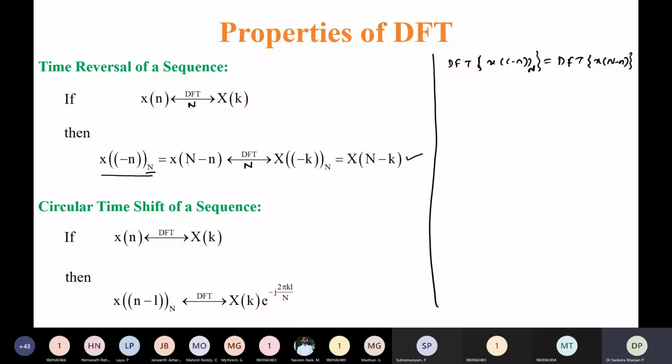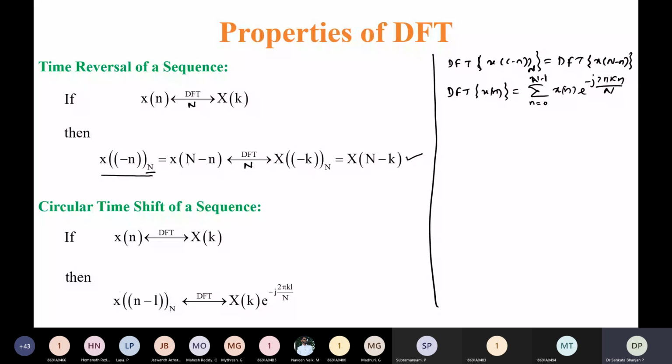Already you know the DFT of x of n. What is the DFT of x of n? That is X of k, which is summation n equals 0 to N minus 1 of x of n e to the power minus j 2 pi k n divided by N, where the value of k is 0 to N minus 1.